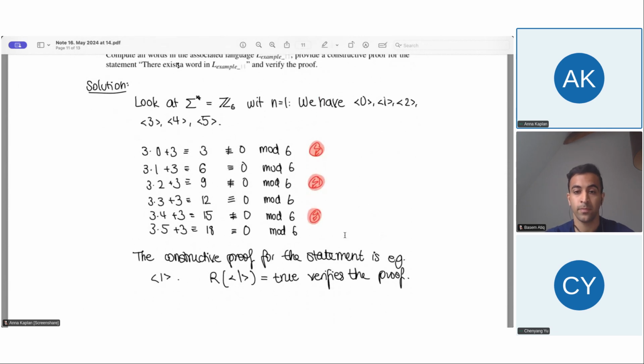Okay, I'm repeating these words many times just to get very used to the relation and the statement and evaluating to true.